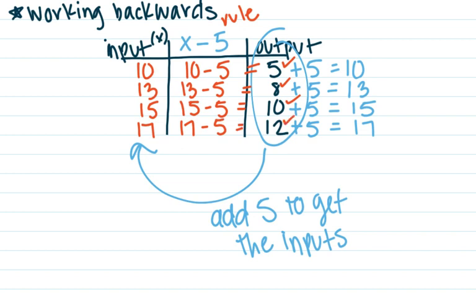Yes, it does. So when they give me the outputs and they say, okay, work backwards and figure out what numbers you are plugging into the table, what numbers you are plugging into your math machine here, you do the opposite operation. So if you have to work backwards, you use the opposite operation, which would be to add 5.